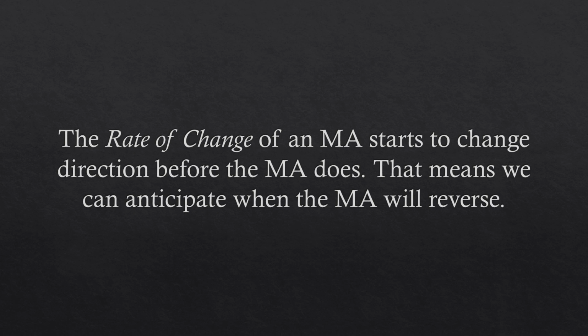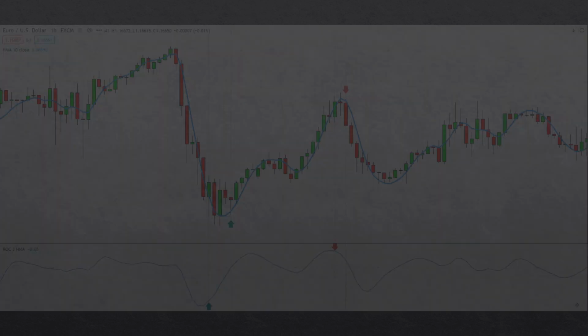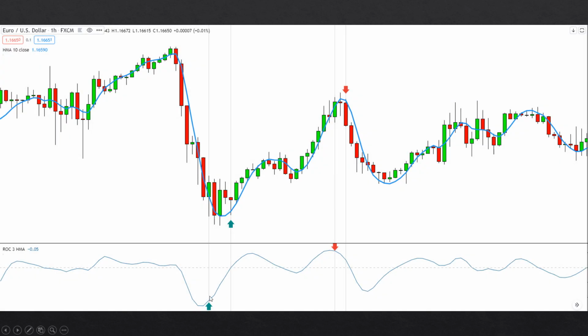The rate of change captures the deceleration of a moving average, which happens before the MA changes direction. In this chart, we can see two examples where the rate of change of the whole moving average is pointed to the reversal a few candles before the actual moving average. That is the best way of reducing the lag while maintaining the moving average smoothness. In the first example, the rate of change points to a reversal 4 candles earlier than the whole moving average. In the second example, the rate of change points to the reversal 2 candles earlier than the whole moving average.